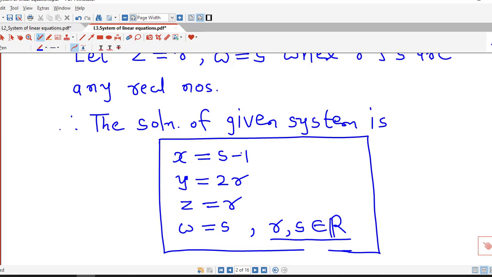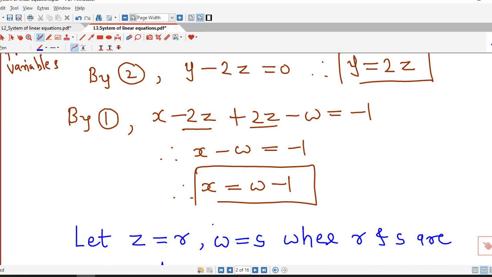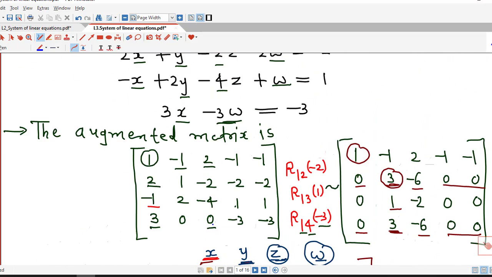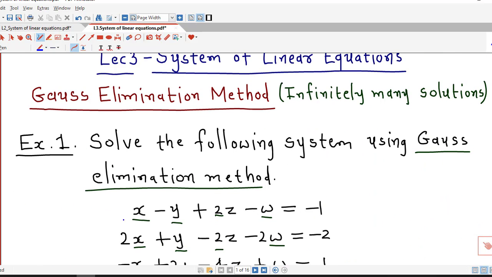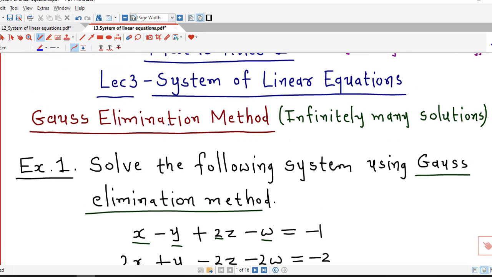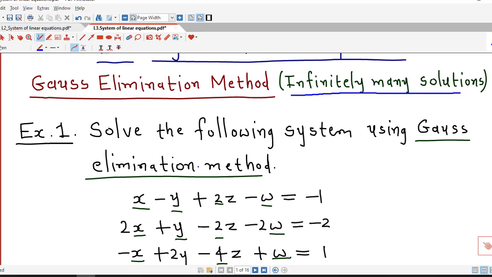So this is the infinite solution, or the given system has an infinite number of solutions, which can be given by this: x equal to s minus 1, y is 2r, z is r, and w equal to s. So in this way we can write down the infinite number of solutions of the given system. We just summarize this. Here we have discussed the case of Gauss elimination with infinitely many solutions.